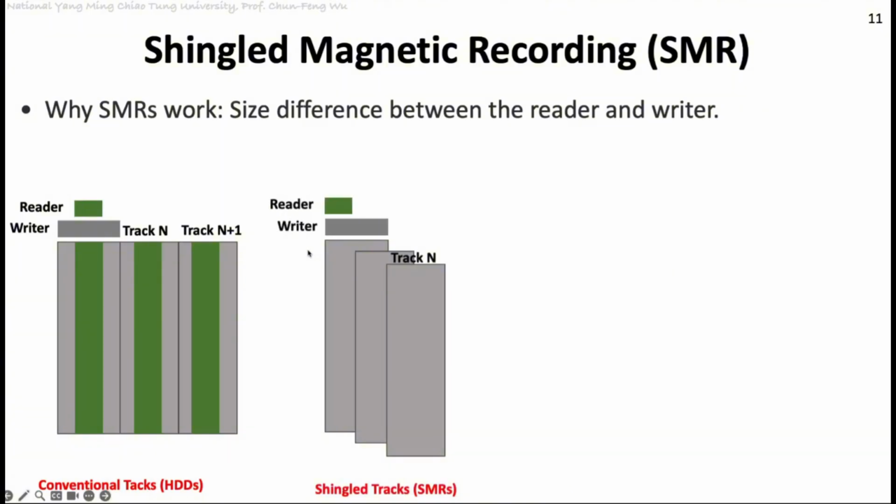So for example, like this. If you write the fourth track, and then you shingle, you overlap with the third track, and in this case, you can store more data. You can increase the capacity, and you can still make sure data can be read out.